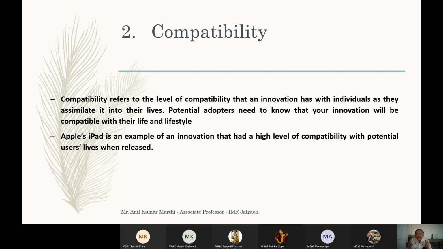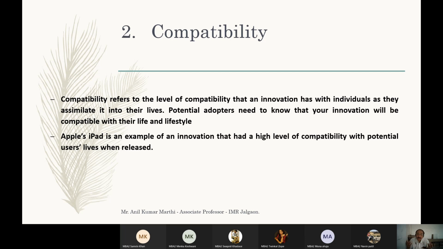Are you getting it? We are talking about the characteristics of innovation. The first characteristic was relative advantage. What is the advantage over the previous version or the previous concept of a particular domain, product or service? That will be helpful to us. And the second one is compatibility.